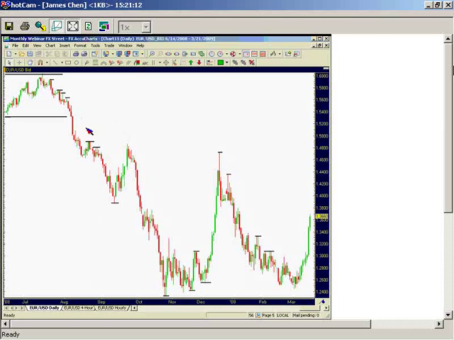Now, at the same time, you're also looking for things like this, which in this case is a hammer. And this is a very good hammer, and you're looking to possibly go long at that point for a short-term play on that particular pattern. So in this case, it would be a break above this type of hammer.